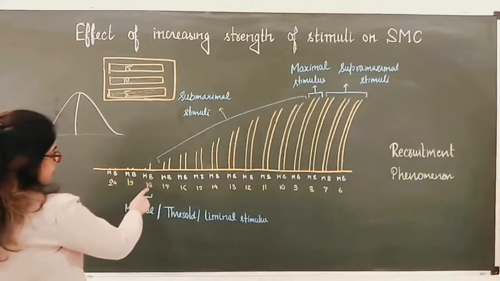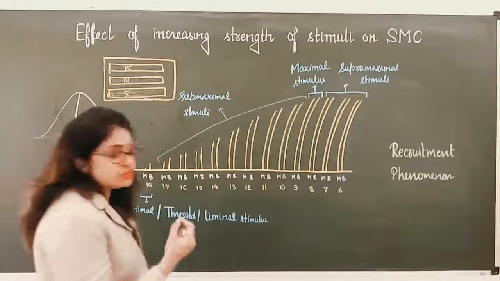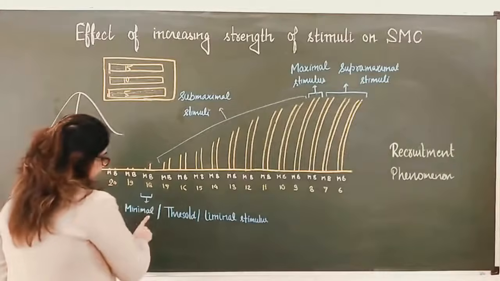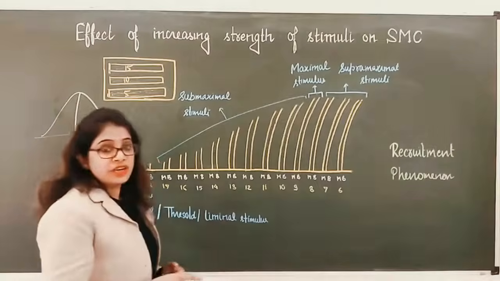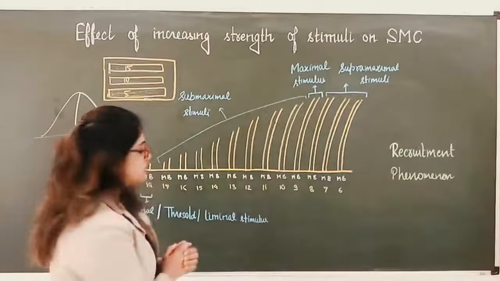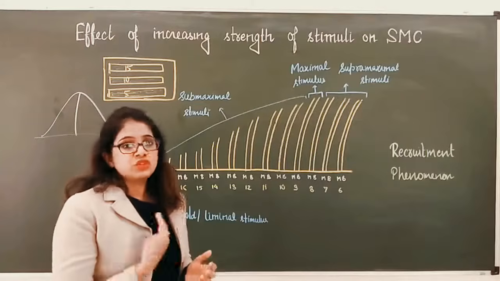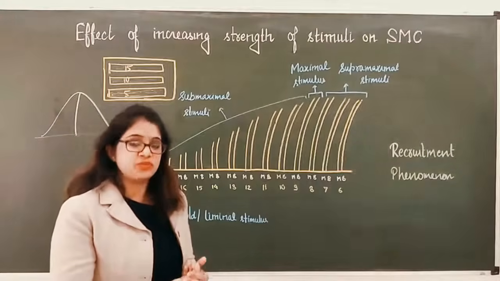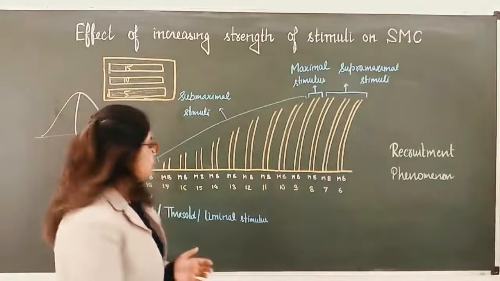What is this? The minimum stimulus at which at least some response was produced is called the minimal or threshold or liminal stimulus. It is liminal, not luminal. So what is the threshold stimulus? The minimum stimulus at which a response was produced. At least some response was produced is the threshold or minimal stimulus.